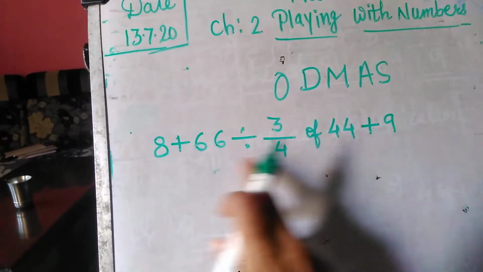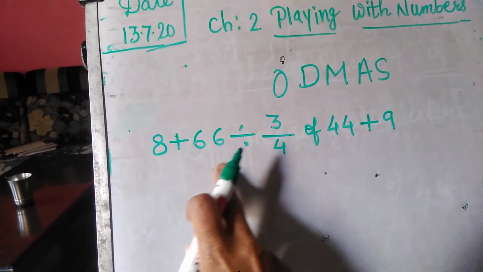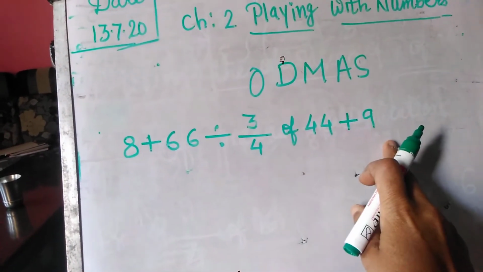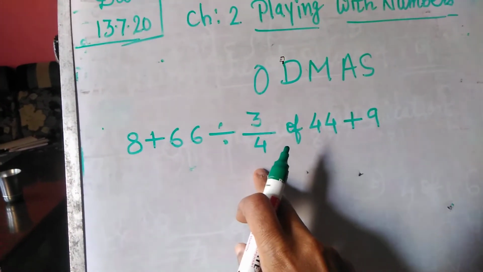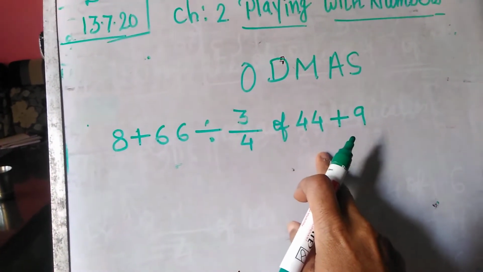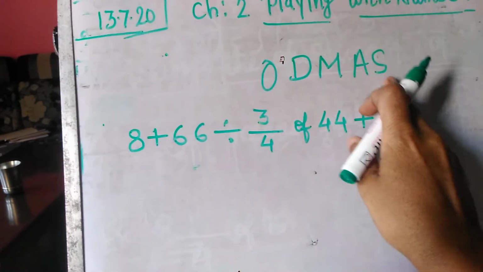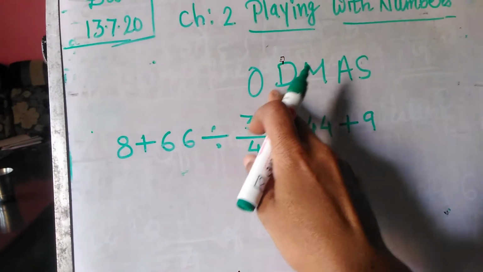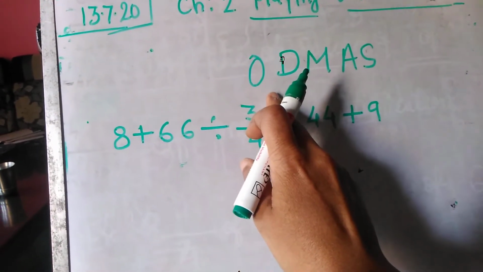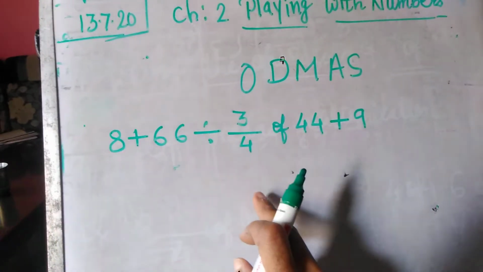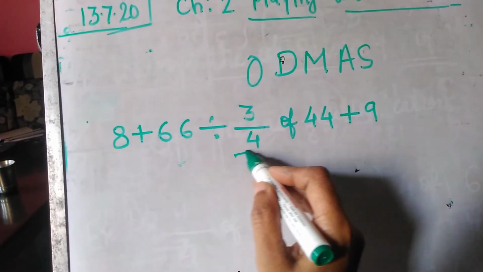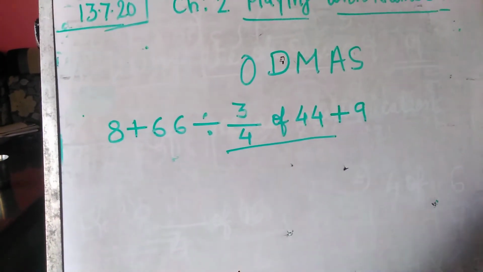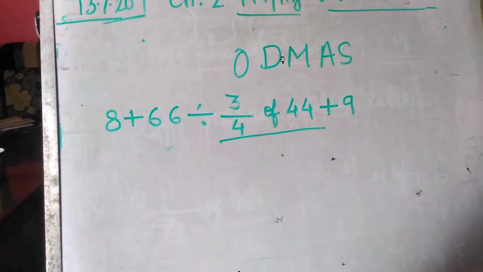First I will read the example for you. 8 plus 66 divided by 3 upon 4 of 44 plus 9. Here 3 upon 4 is a fraction, and 3 upon 4 of 44 we have to find out. So according to DMAS we would go with the division first. Now I have written O before D, which means before division we have to go for of, and for this we should know where the of is. Of is between these two, 3 upon 4 of 44. So first we will solve of, and of in maths means multiplication.